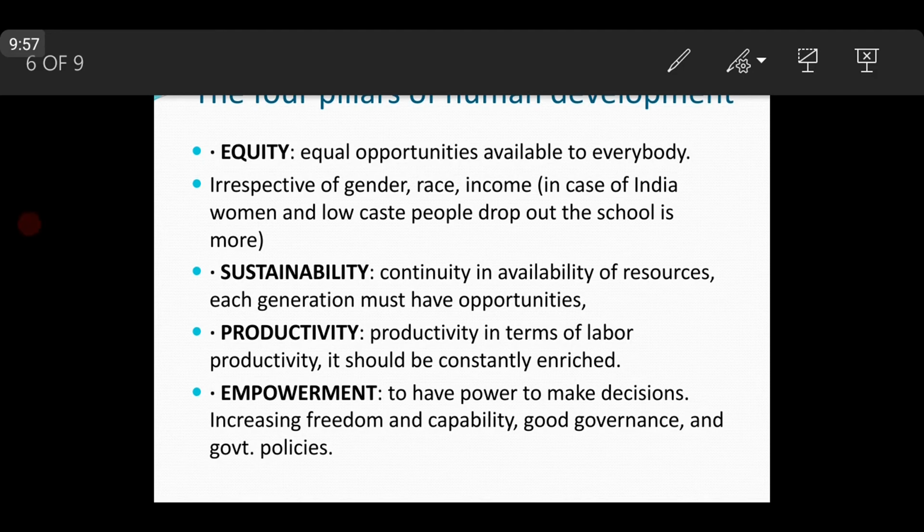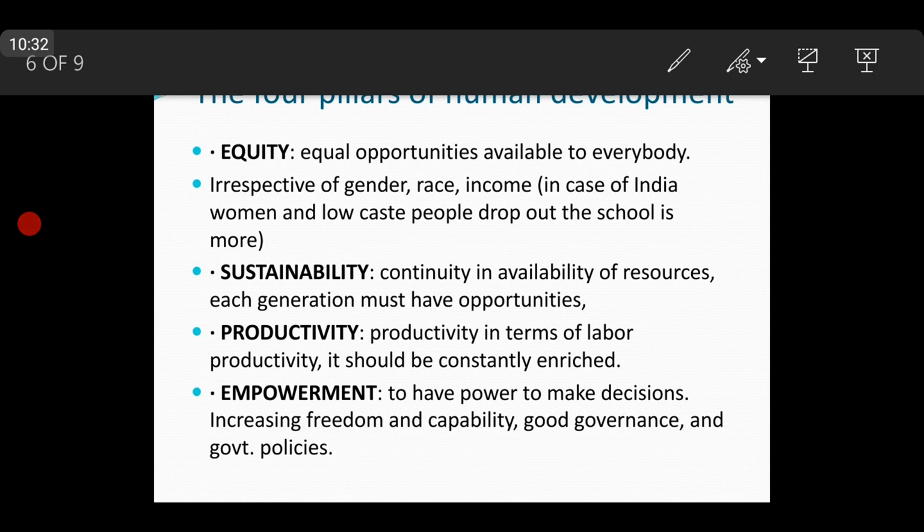Right. And the last topic is empowerment. What does empowerment mean? To have power to make decisions, increasing freedom and capability, good governance, and government policies. Right. So let me explain it. Empowerment means the capability, ability, and power with the people which can make their choices. Such power can be created only by giving them freedom. So, what is required? Freedom and choice. These two are very, very important.